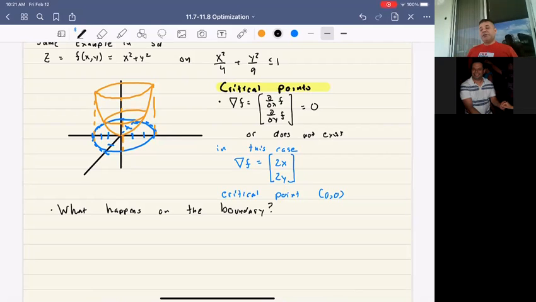Well, we're going to have to parameterize that boundary. I don't need to worry about where it starts, it's just whatever I want. I'm going to use the simple cosine and sine. So let's parameterize the boundary.